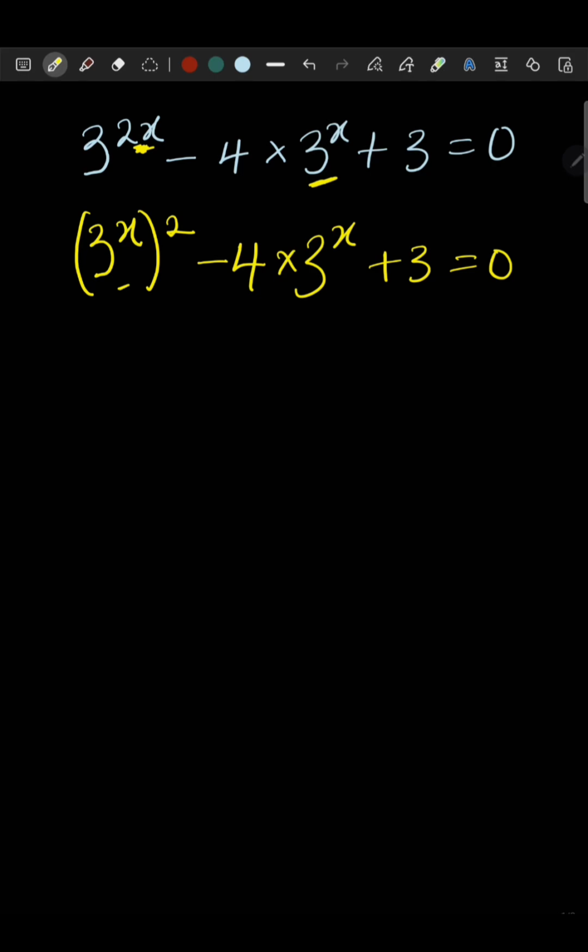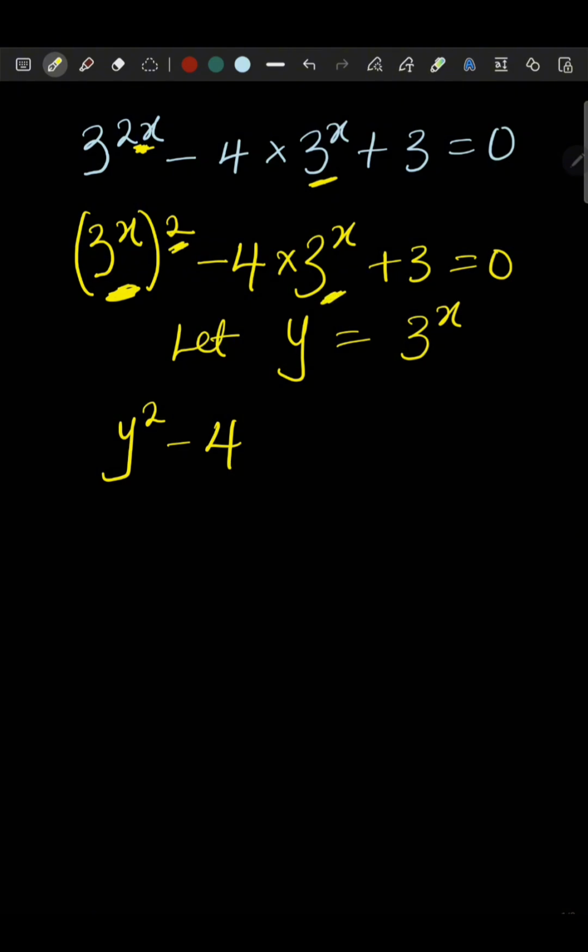Now that you've seen that 3 to the power of x is common, you can say let any letter, maybe y, represent 3 to the power of x. So wherever you see 3 to the power of x, you now put y. Seeing this 3 to the power of x here, I will put y, then power 2, because there is a power of 2 here, minus 4. Seeing another 3 to the power of x here, I will also put y, plus 3, everything is equal to 0. This has led us into a quadratic equation.